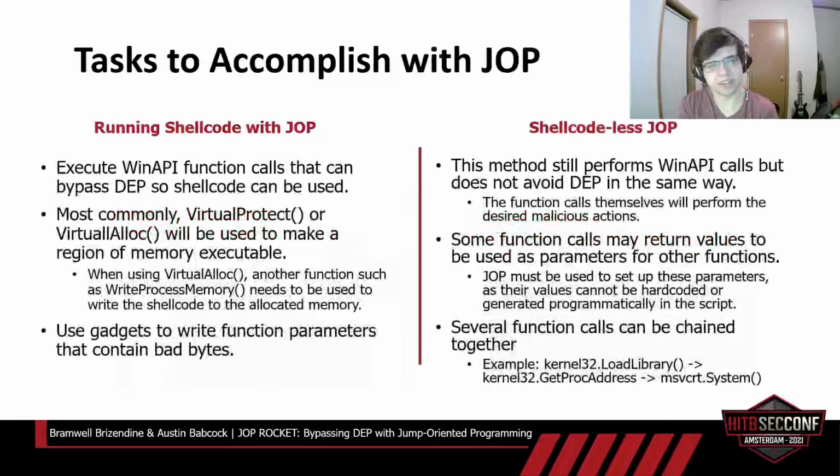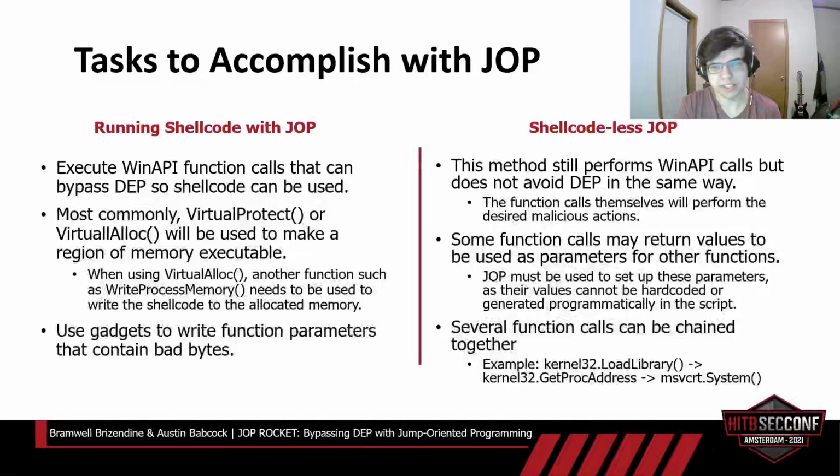So once we get our dispatch register set up, what do we want to do with JOP? Well, with JOP, we want to execute API function calls, and we're going to get around DEP using those. So the traditional method would be to use something like VirtualProtect or VirtualAlloc to make a memory region executable, and then we would execute our shellcode afterwards.